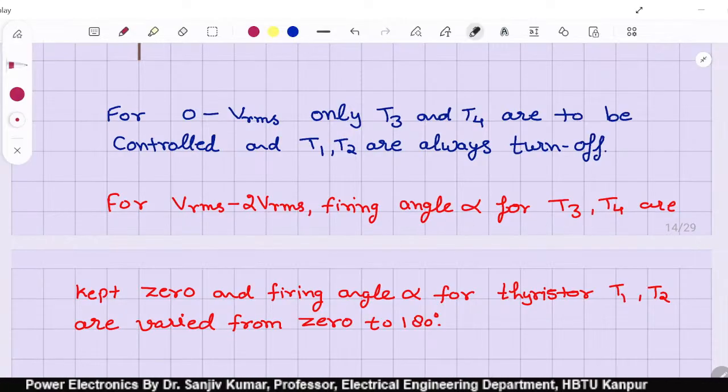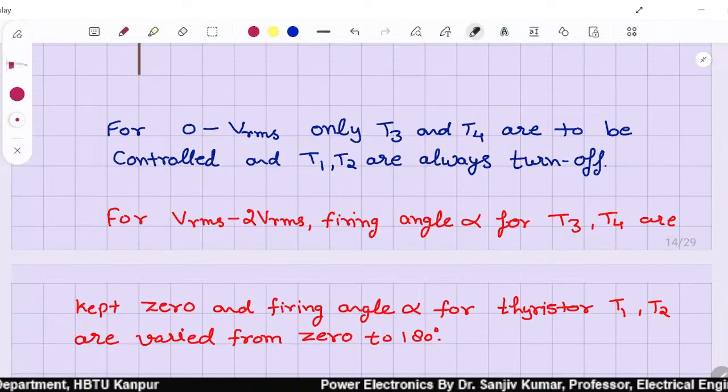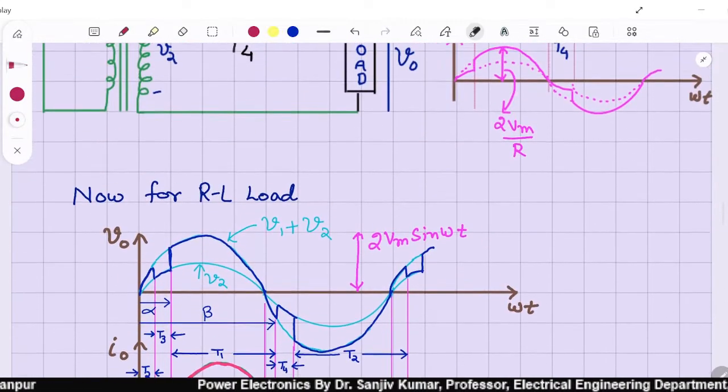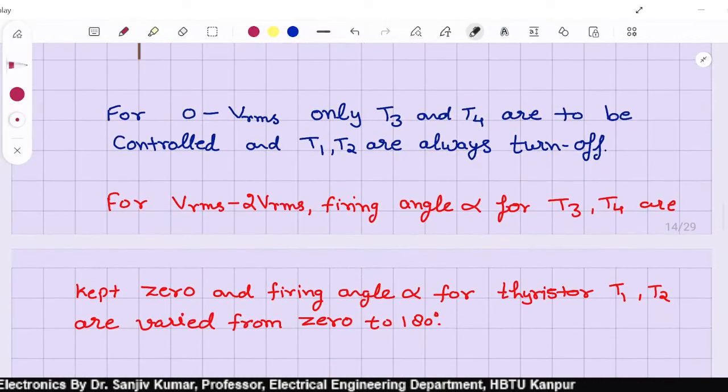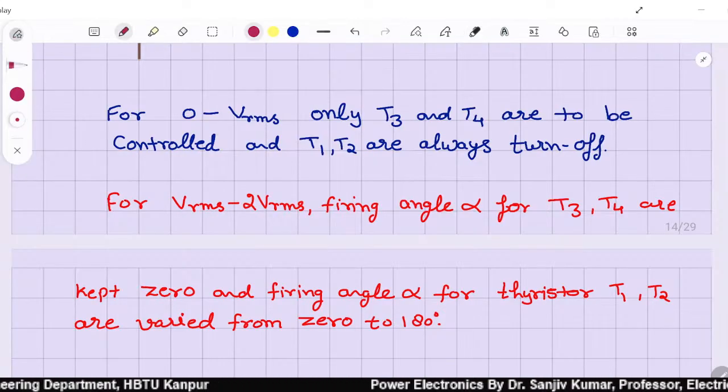just give me a second. Here a small correction: for Vrms to 2 Vrms, firing angle alpha is for T1, T2, not for T3, T4. Let me take the red color pen.